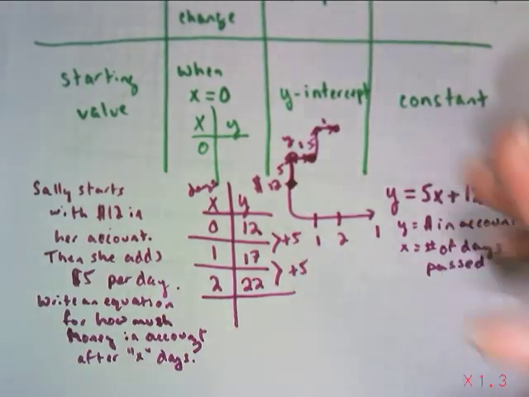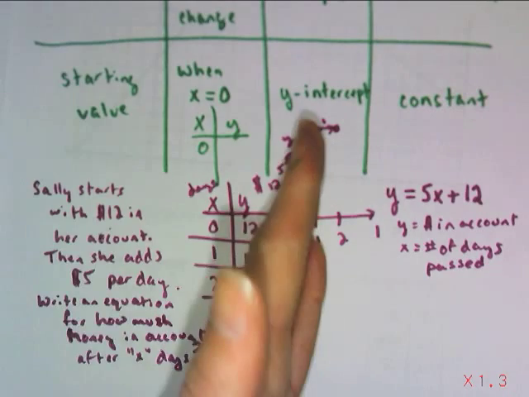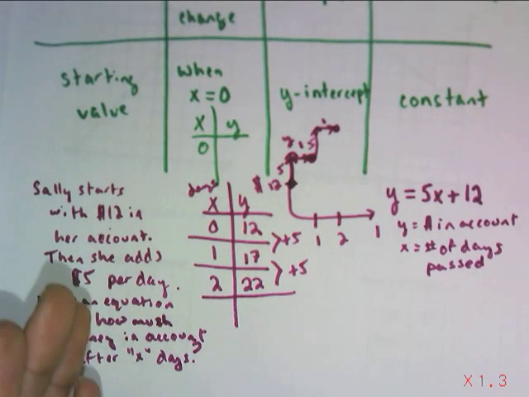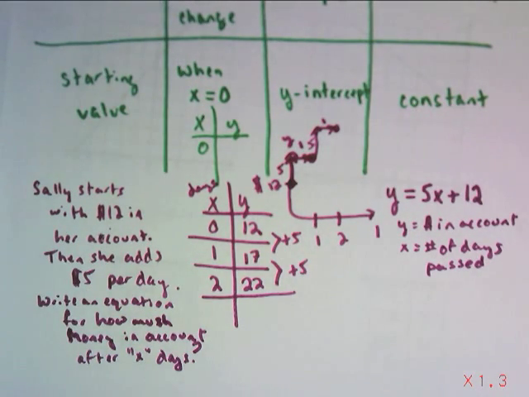We can ask you to start with the table and then generate the graph and then generate the equation and then come up with the story. And the story, just really keep it simple. Address your starting value and then address how it's changing.